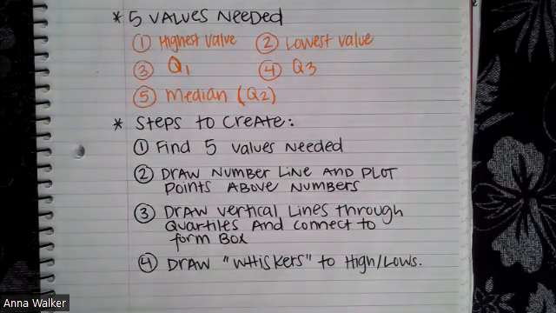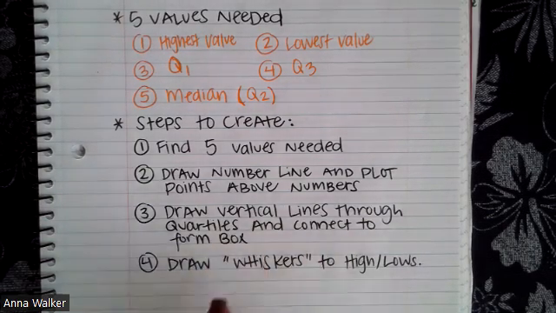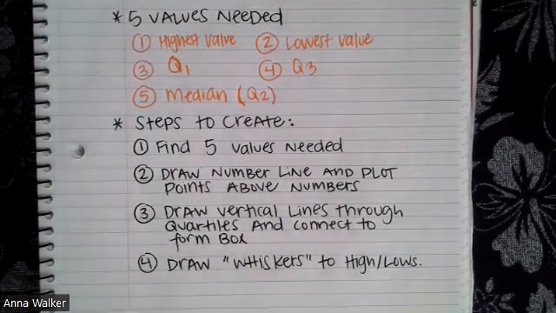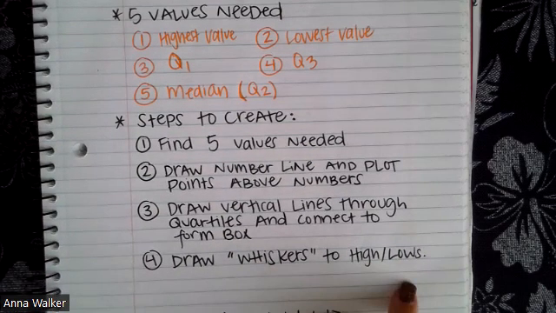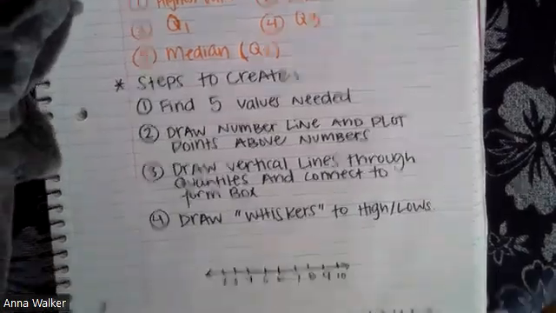We could also number the number line in different intervals. We could count by 2s, we could count by 3s. If there's a lot of numbers in the data set, that's also totally allowed. The next thing we're going to do is create the box of the box plot. So we're going to draw vertical lines through all of the quartiles and connect those to make a box. And then we're going to draw the whiskers of the box and whisker plot from the box to the highest and the lowest values. So let me kind of show you what that looks like.